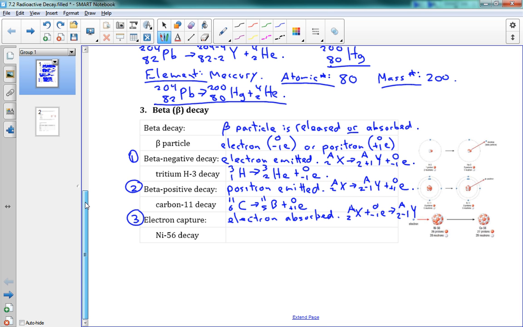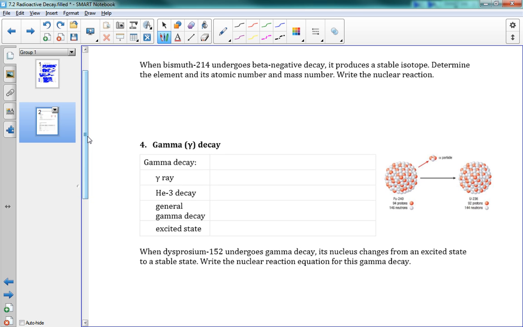And our example is nickel 56. Nickel 56 looks like this. Okay, so we're gaining an electron, which brings us down to cobalt. And the mass hasn't changed. Cobalt. Okay, that's our beta decay. Next page. Next page you'll see we have one little problem that we can do to try solving here.